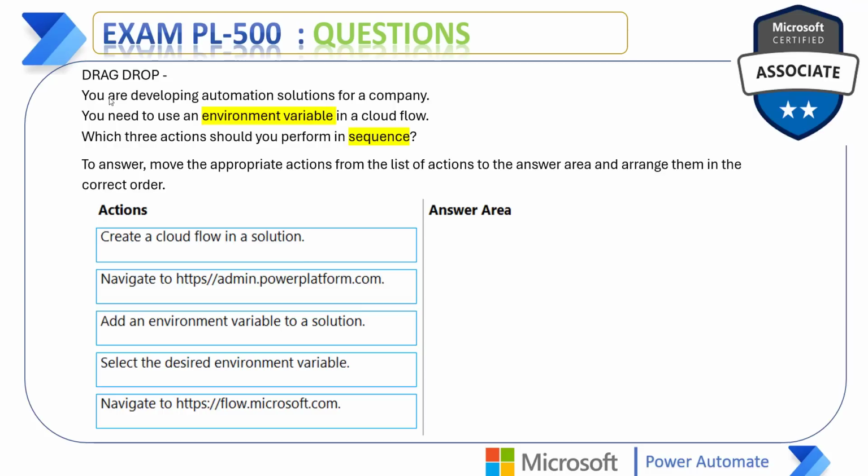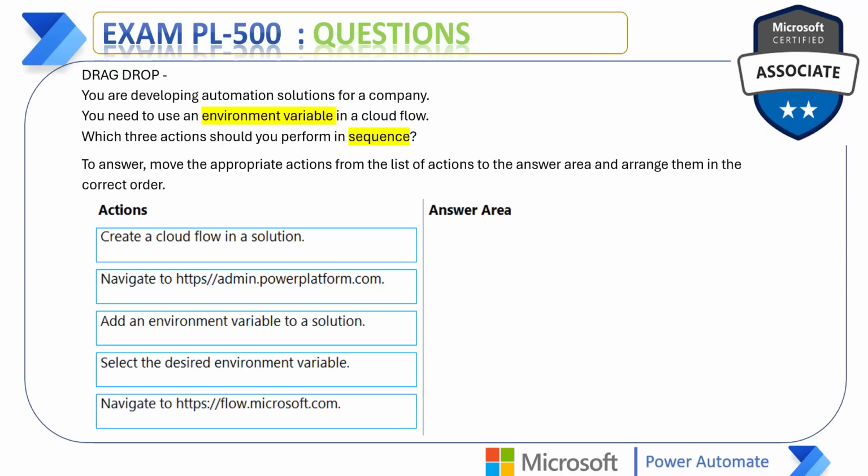If you see on my screen, you are developing automation solutions for a company. You need to use an environment variable in a cloud flow. Which three actions should you perform in sequence? There are 5 actions given under the actions area. We have to select 3 actions and perform them in sequence out of these 5 actions.